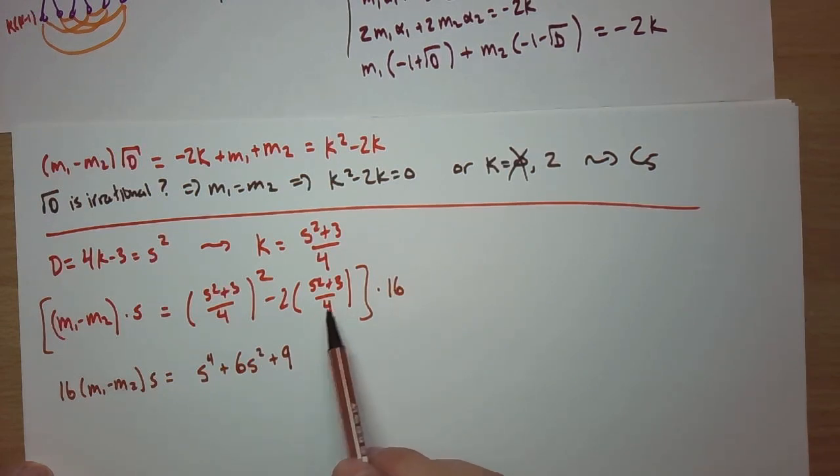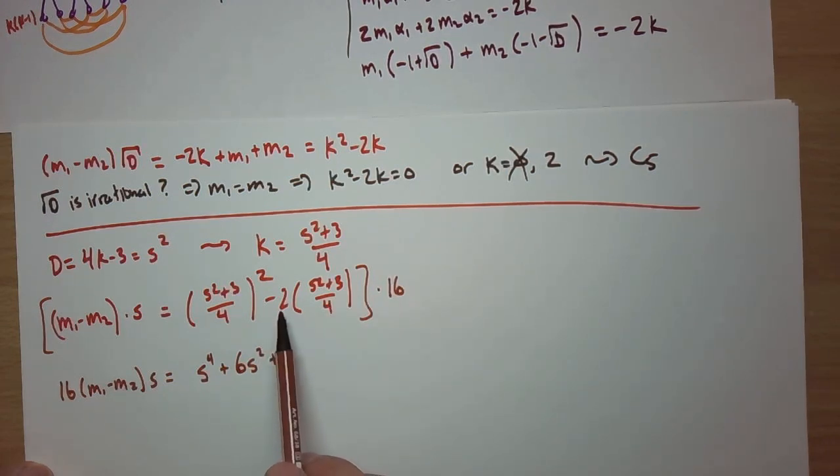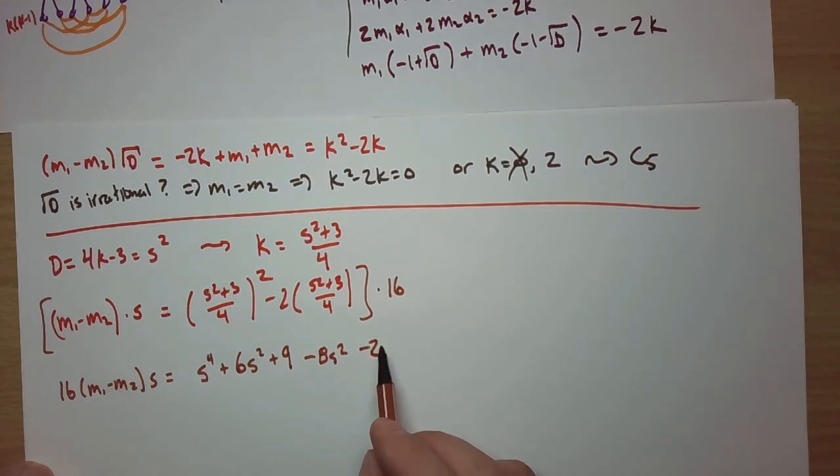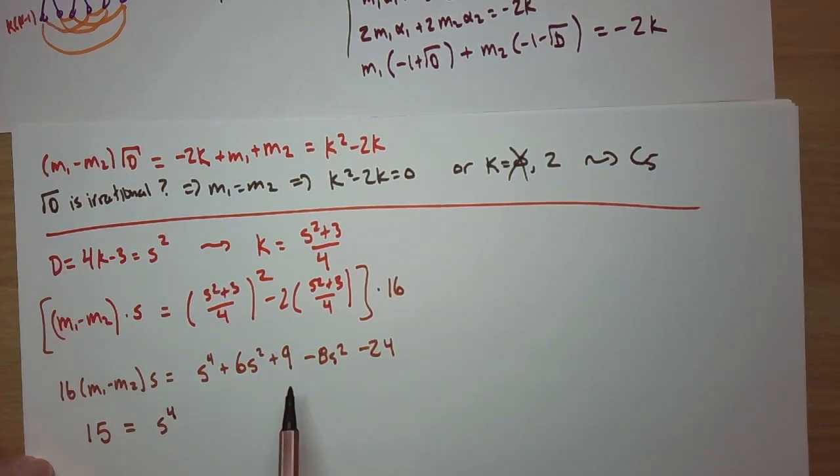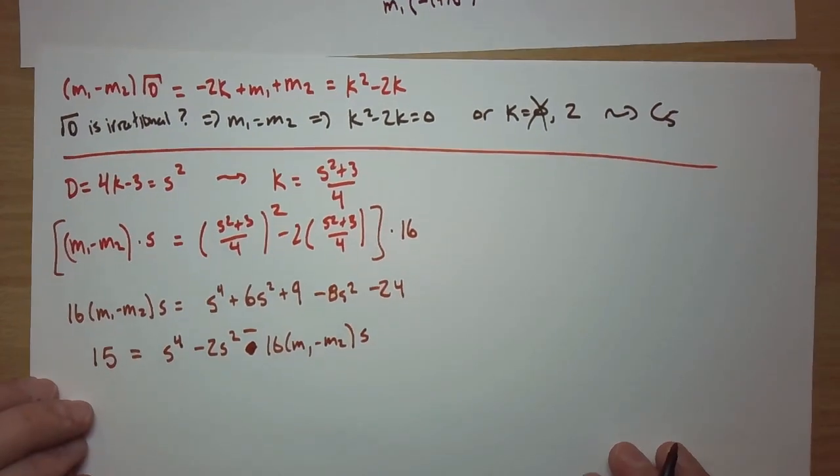Here, 16 divided by 4 leaves us with 4. Times 2 is 8, so that's minus 8s squared, and minus 8 times 3 is minus 24. Now 9 subtract 24 is negative 15. Move that to the other side. That's 15. So I'm moving the constants, and then moving the left-hand side to the right. So we have s to the 4th, 6s squared minus 8s squared. That's minus 2s squared. And then plus 16 times m1 minus m2 times s, which should have been a minus, not a plus.